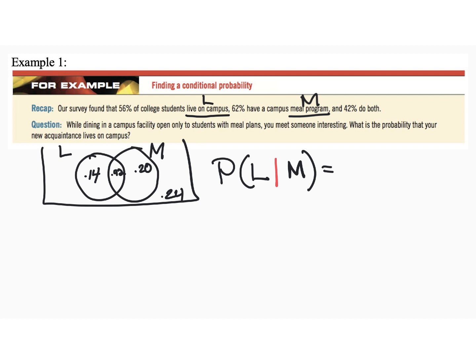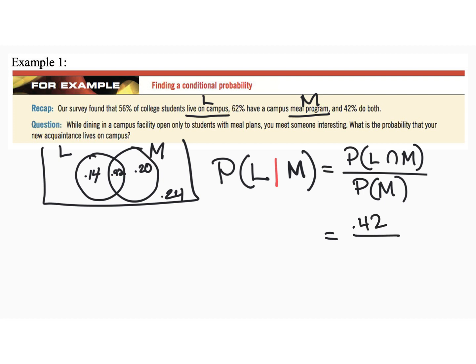It's equal to the probability of both occurring, L intersected with M, divided by just those that have a meal plan, by the given. How do I think this through? I always think, okay, so this is equal to the chance of both, which is 0.42 from my Venn diagram, or from the words, divided by those who have a meal plan. So those who have a meal plan is this whole circle, or it was actually given up here in the words as 62%, so divided by 0.62 is equal to 0.677.